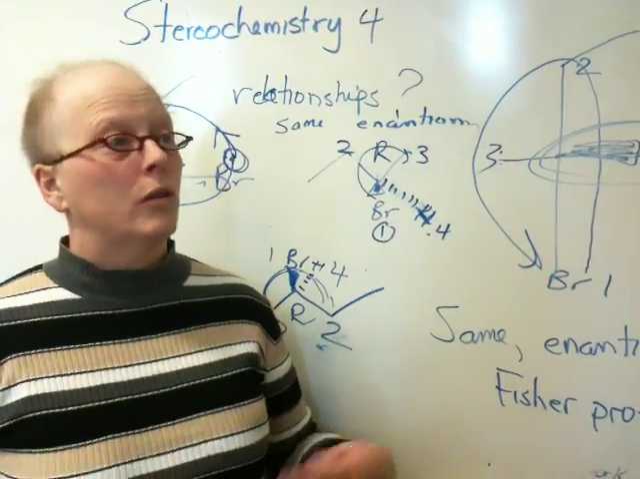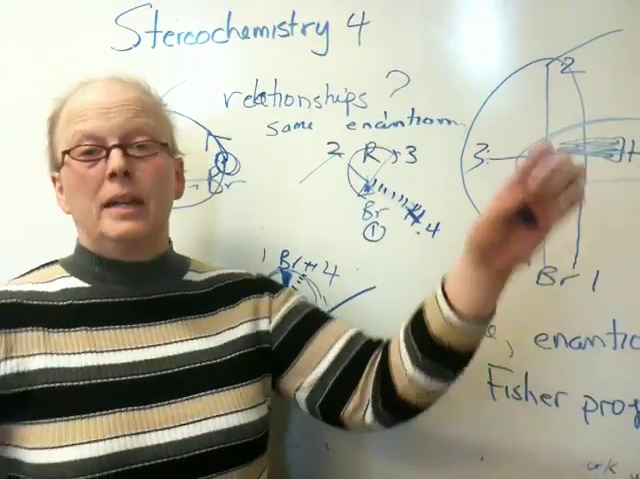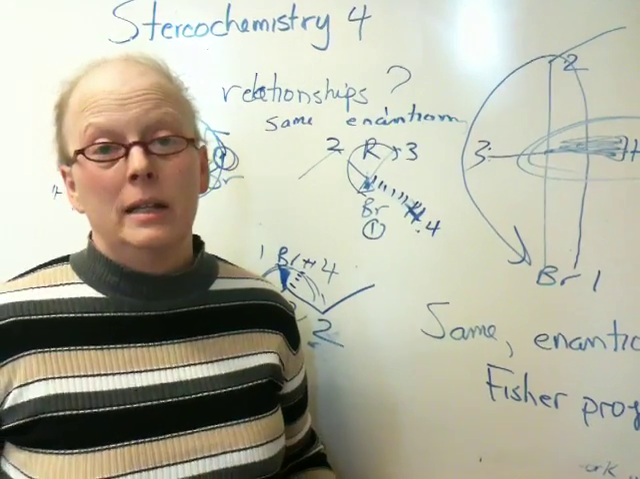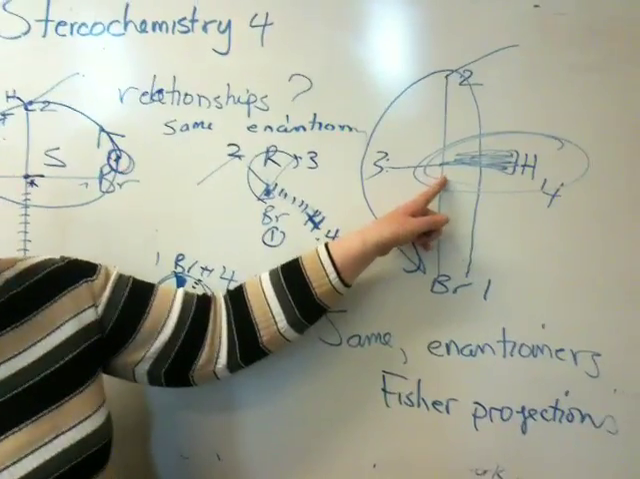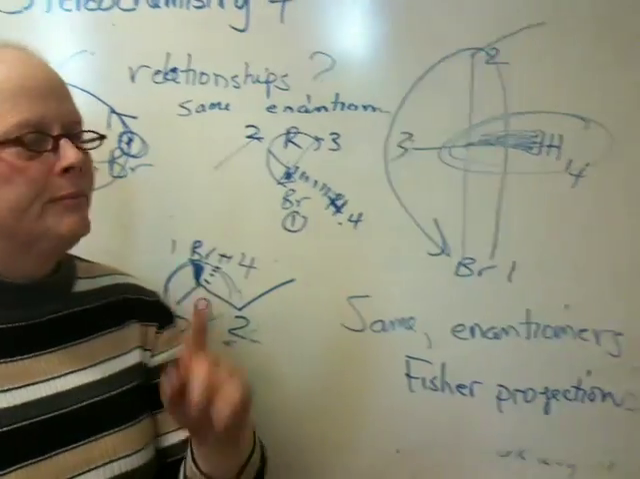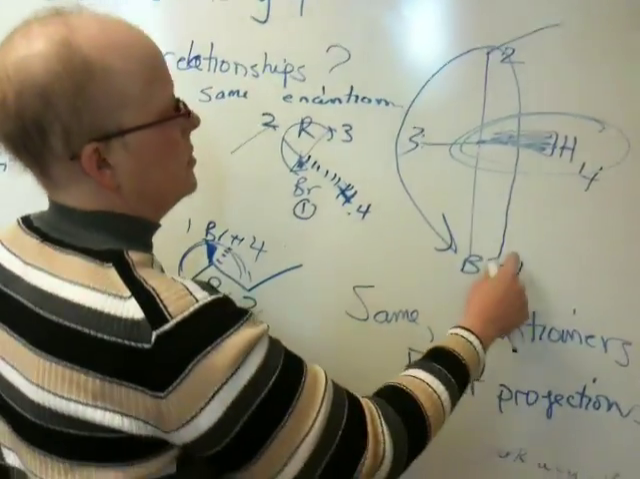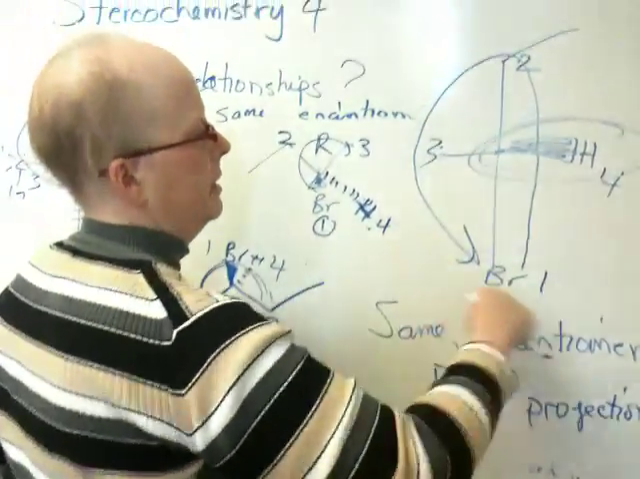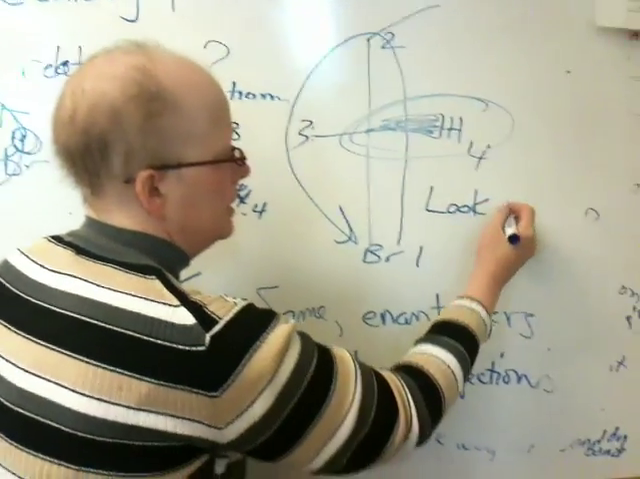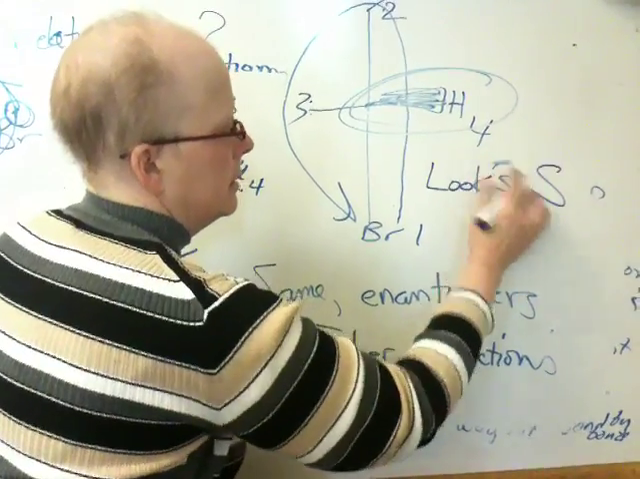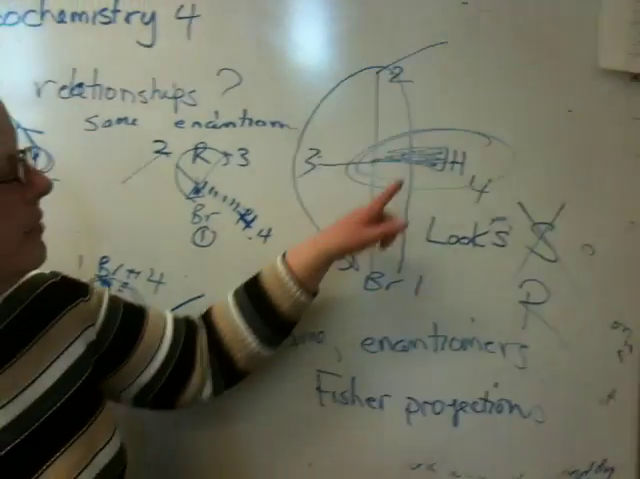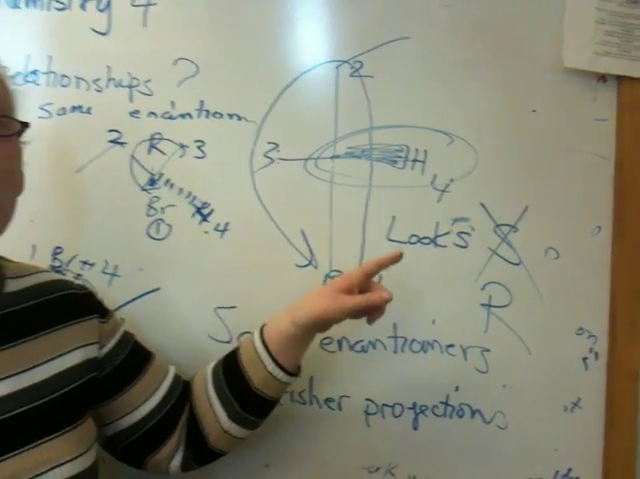Cahn, Ingold, and Prelog were 3 men. I'm not picking on them because they're men, 3 male scientists. They just decided arbitrarily this is how these things are going to be named, and it works very well. But sometimes drawings are drawn such that number 4 is coming toward you. How do you deal with that? It's very easy. You trace the circle from 1 to 2 to 3, and you say it looks like it's S. It looks S. But it's not S. It's really R. So what I'm saying to you is if number 4 is pointing toward you, reverse the designation.